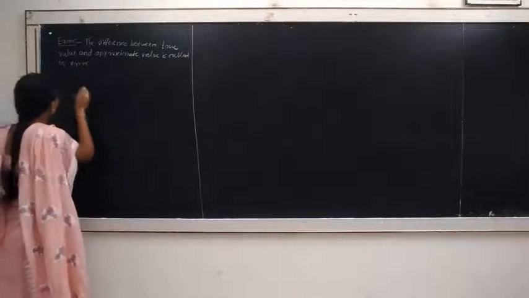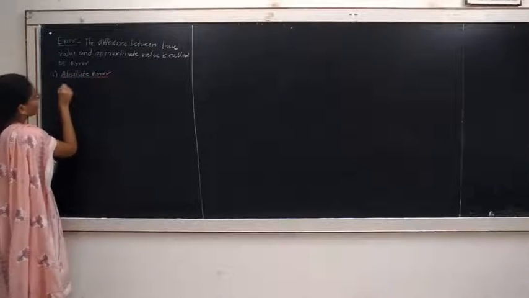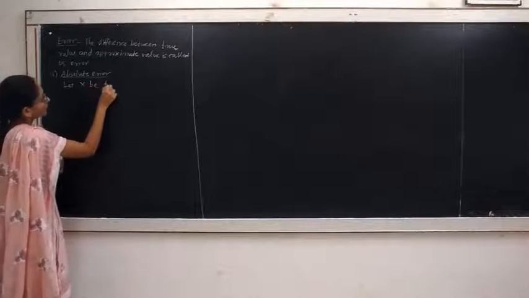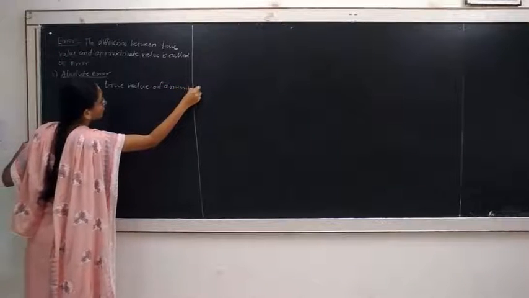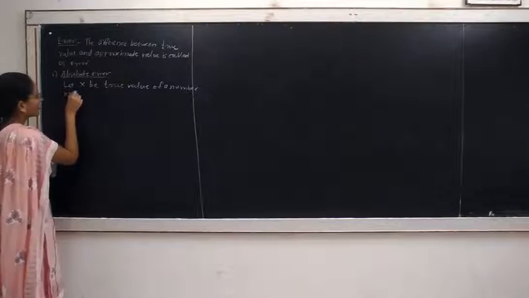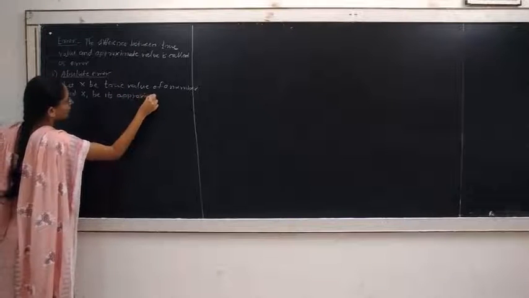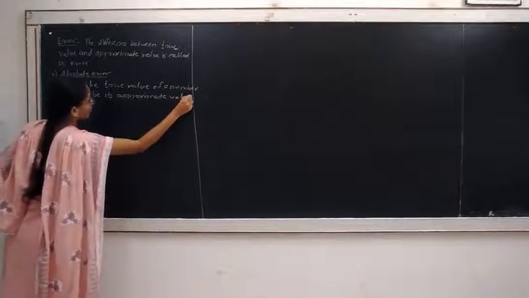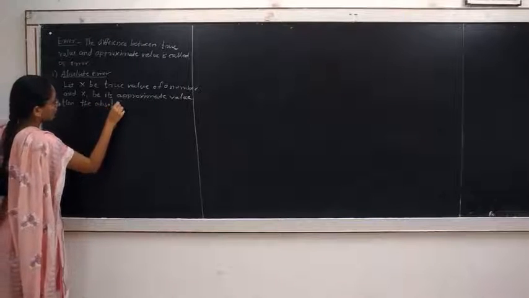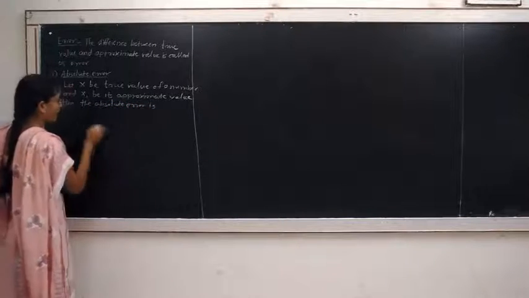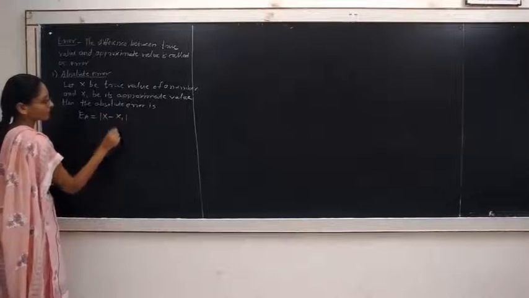The first type of error is absolute error. Let x be the true value of a number and x1 be its approximate value, then the absolute error is given by EA, which is equal to mod of x minus x1.